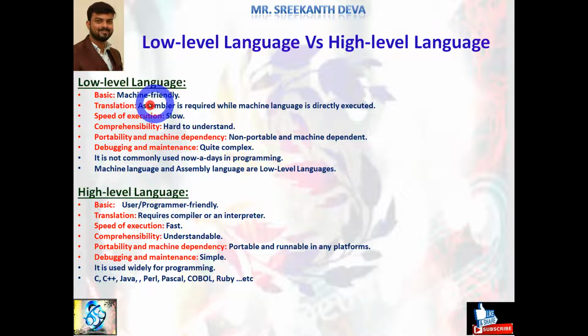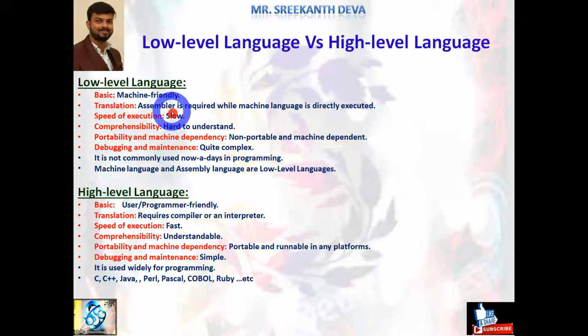But coming to the second generation language, like assembly language, the language translator is called an assembler. The assembler is required in the second generation language, which also comes under low level language. The assembler is responsible for converting assembly level language into machine understandable language, or machine language.